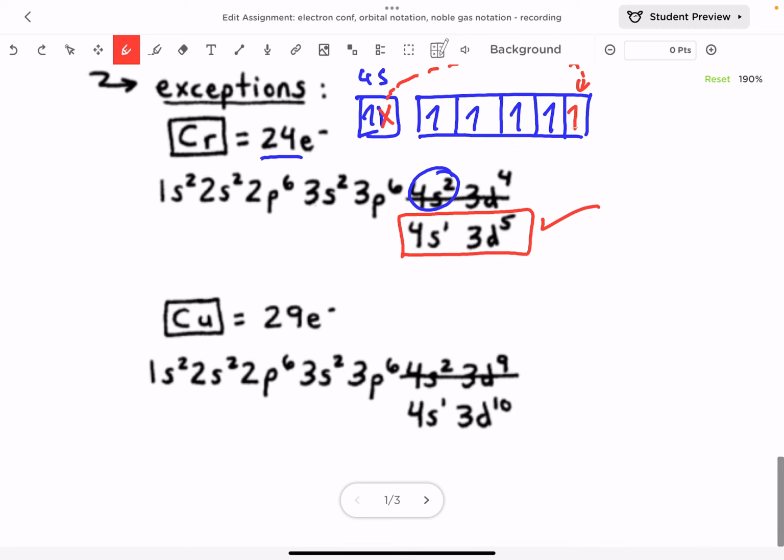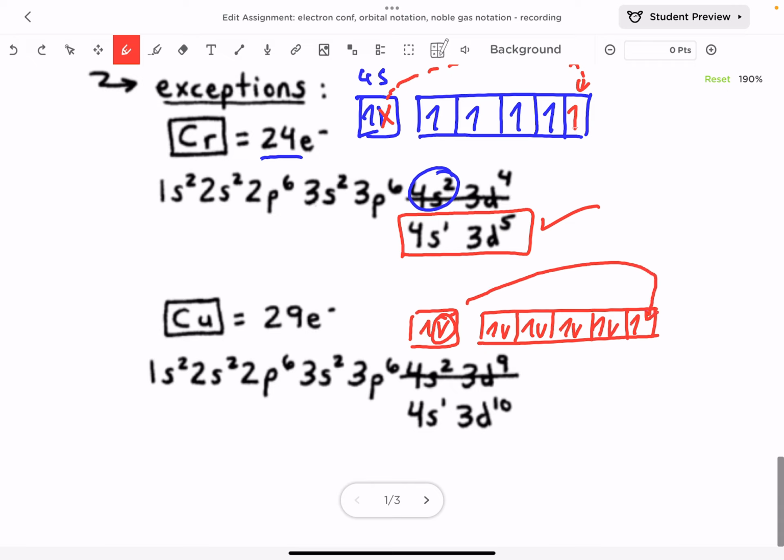Similarly here, for copper, at the end, it is 4s2 and 3d9. But this 3d9, it was almost completely filled. These are the 9 electrons. There's only one missing spot over here. So what happens is that this electron will shift to have a completely filled d orbital, which gives more stability to the electrons of copper.